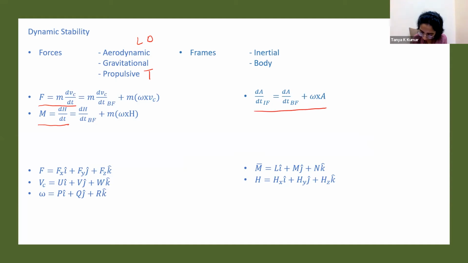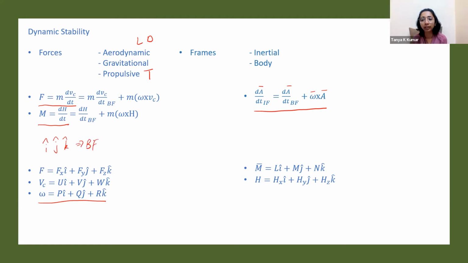We use this vector in a rotating frame derivative formula that was derived in the previous week. So differentiation of a vector in the inertial frame is equal to the differentiation of the vector in the body frame plus this omega cross A term. So A is the vector here. Omega is also a vector, the angular velocity represented by this. Here i, j, k are the body frame.